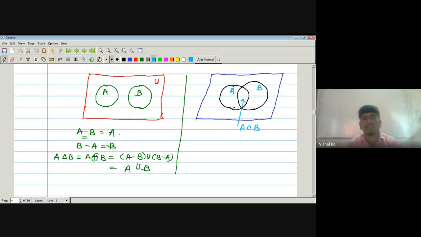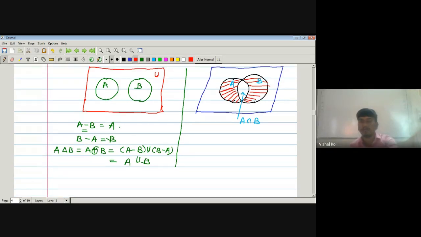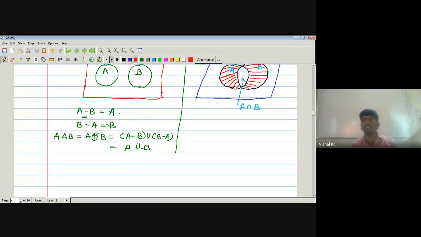Now, A minus B. First, we will denote A minus B. The region shaded by the red lines is nothing but A minus B, since it contains all the elements which are present in A but not in B. Similarly, B minus A: the region shaded by red lines is nothing but B minus A, since it contains all the elements of B which do not belong to A. Therefore, here we get A minus B and B minus A.